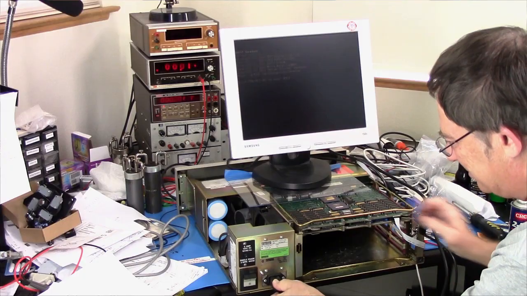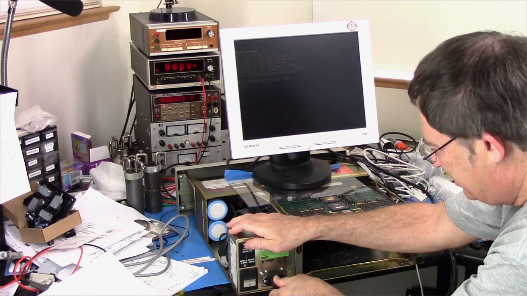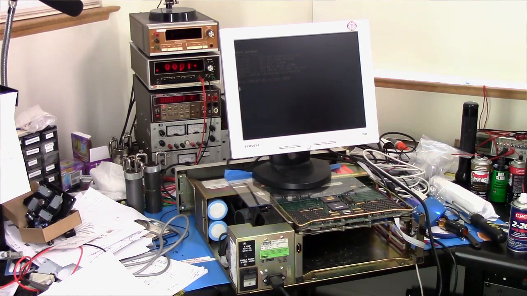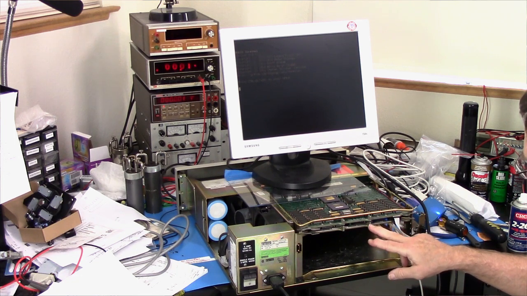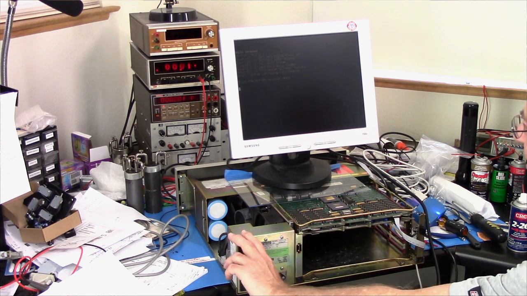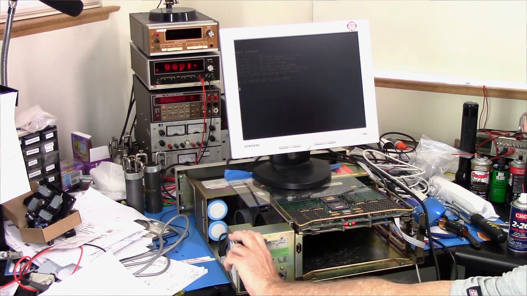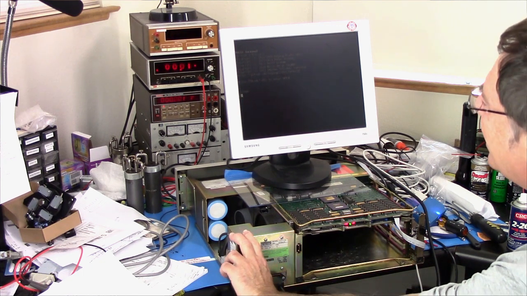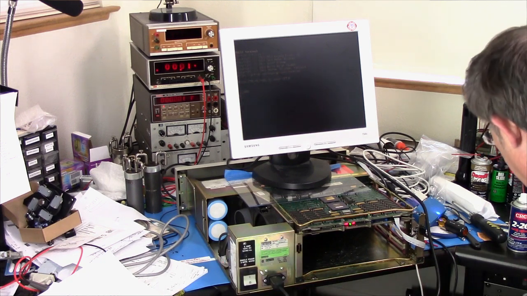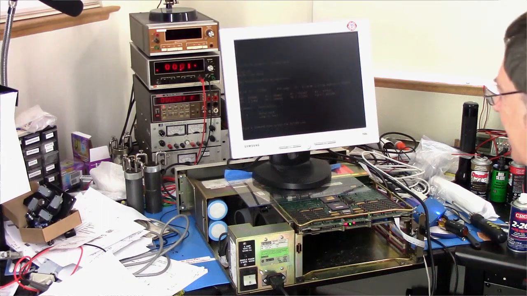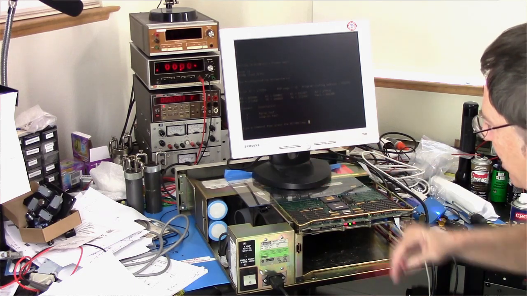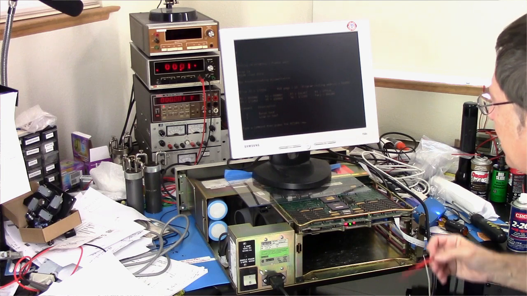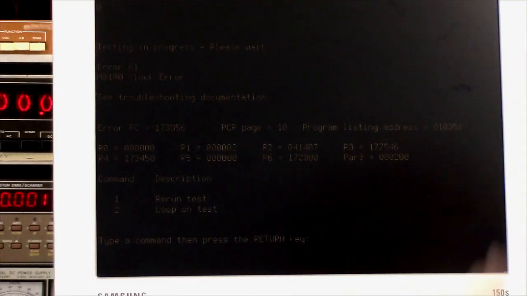Okay, so we believe the power supply is good. We've got the terminal hooked up. We've got enough working here that it ought to power on and do something. Oh, look at that. It went into ODT. Okay, I had the halt switch on.